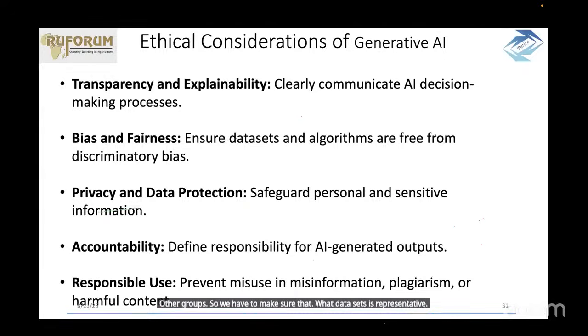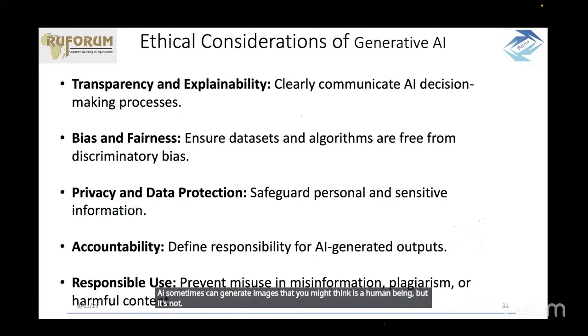Privacy and data protection: we have to safeguard personal and sensitive information. Accountability: how do you define responsibility for AI-generated outputs? As I mentioned, AI sometimes can generate images that you might think are a human being, but it's not.